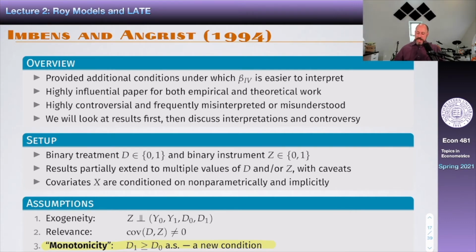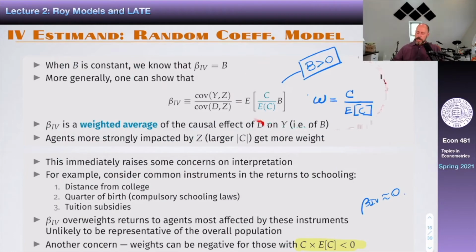So this is the condition that is going to be magical in removing this issue that we have over here, where the weights could be negative, and even though the effect was positive for everybody, you could find zero effect. Everything is going to be driven by this monotonicity condition.